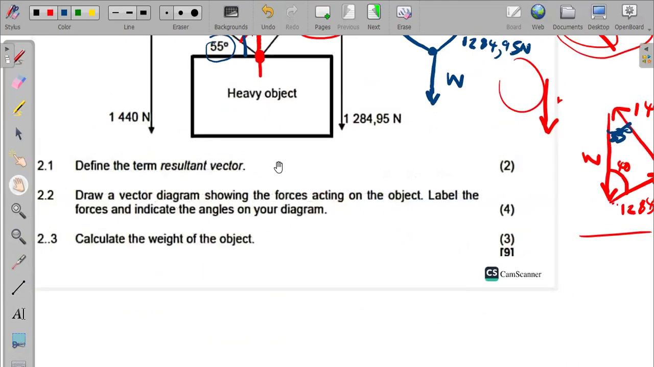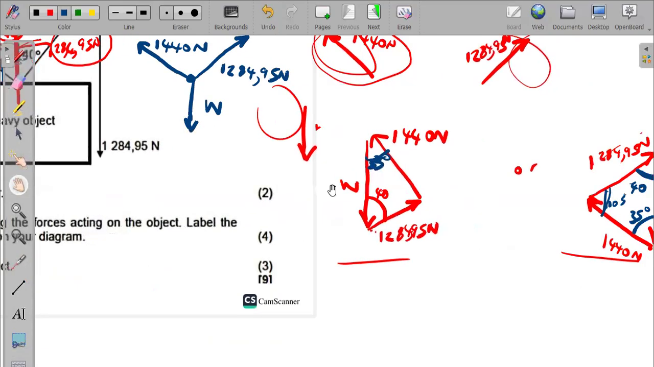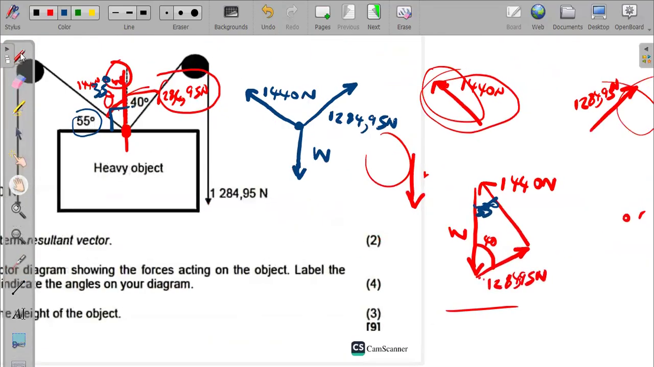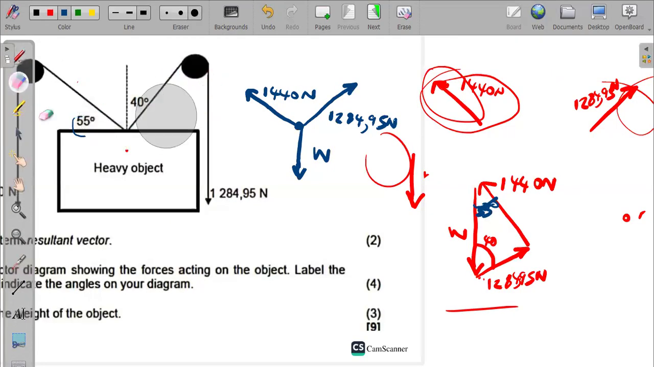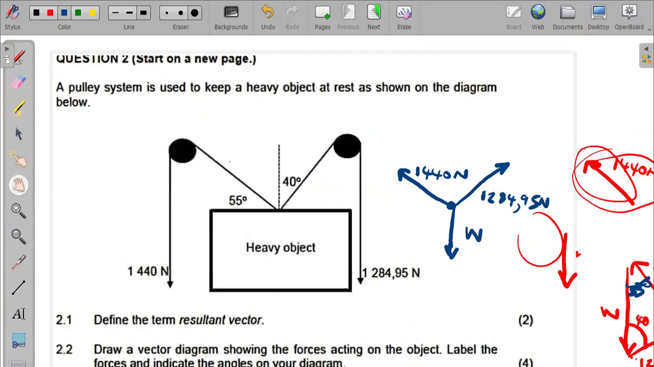Okay, the next question is now saying calculate the weight. Now, in calculating the weight, we have two options: either using the closed vector diagram we've created, or basically using the understanding that the object in question here is at rest. So since it is at rest, it means the forces acting upwards, talking of the forces in the vertical dimension, are equivalent to the forces acting downwards.